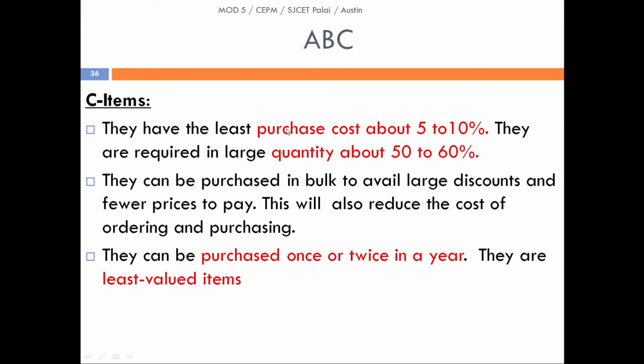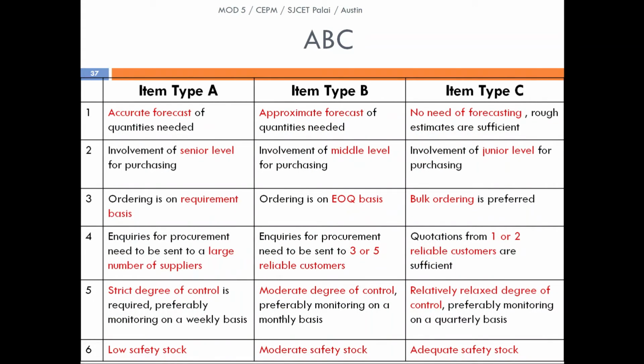In C items, we could see that they require a large quantity of items, around 50 to 60% of the quantity, but their usage value or price value is very low, as low as 5 to 10%. They can be purchased in bulk to avail large discounts and fair prices, which will reduce the cost of ordering and purchasing. But compared to A and B, particularly A, the C items are of least consideration because they make up a value of around 5 to 10%. Their value is very low, so they need not be very accurate in measurement or estimation, and they are considered the least valued items.